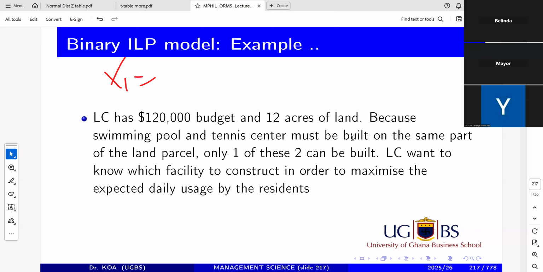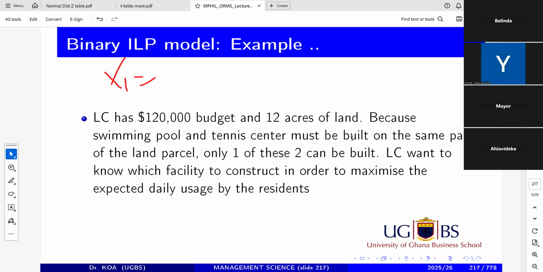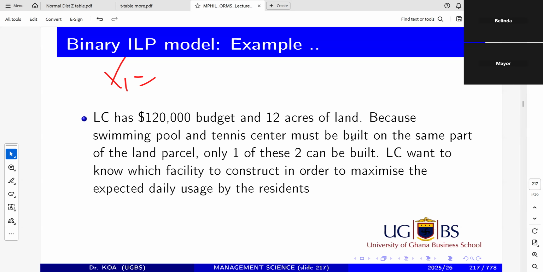Belinda? The 1. Okay. So what does the "must be built" contain? What symbol does it contain? 1. Yeah, the 1 is a build. Let's go to equal to. All right, Emanuela? Equal to. So how will you write "must be built"?